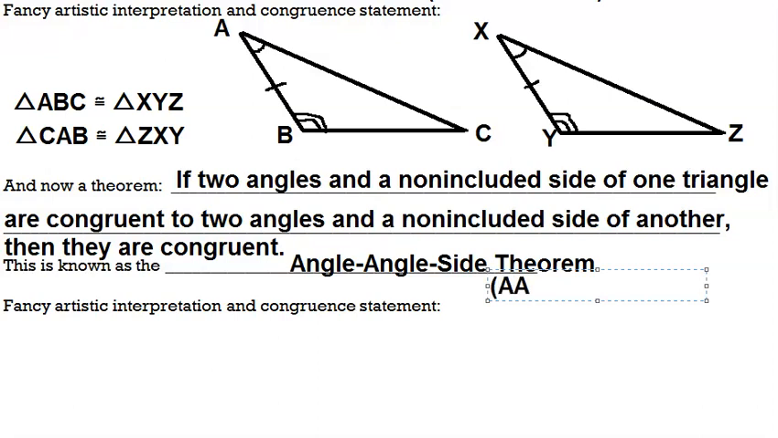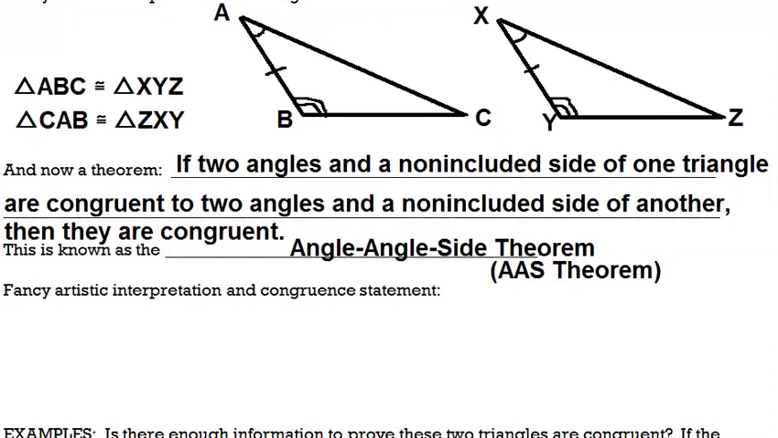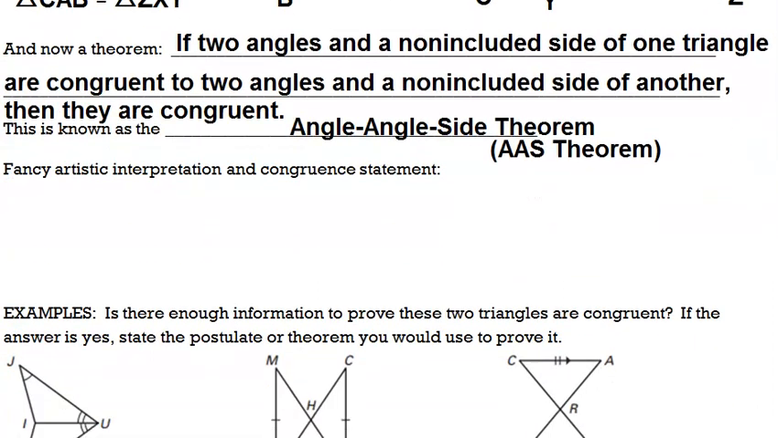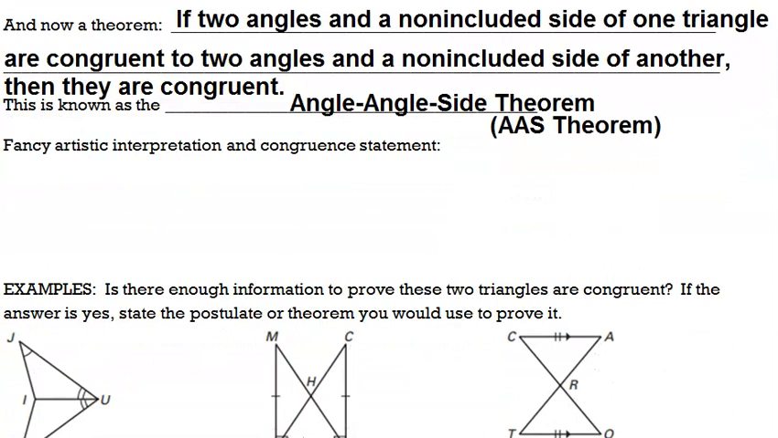Now, in most math books, you'll see this referred to as the AAS Theorem. I guess technically, backwards, that would be SAA, and it would not be mathematically incorrect, but I would much rather you just go with AAS in this case. That's just me. So let's do something that looks like this, just to mix it up a little bit.